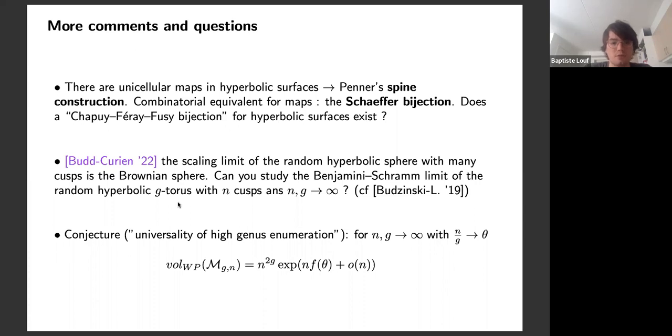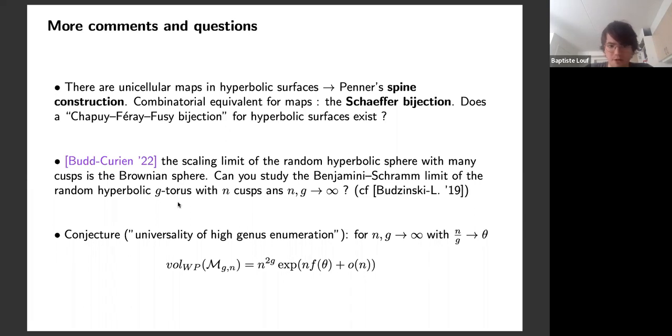Now, the same question can apply. If you study the Benjamini-Schramm limit, the local limit, of the hyperbolic genus G torus with many cusps, as both the number of cusps and the genus go to infinity, can you obtain a similar result to the one of Budzinski and myself for the local limit of high genus maps?